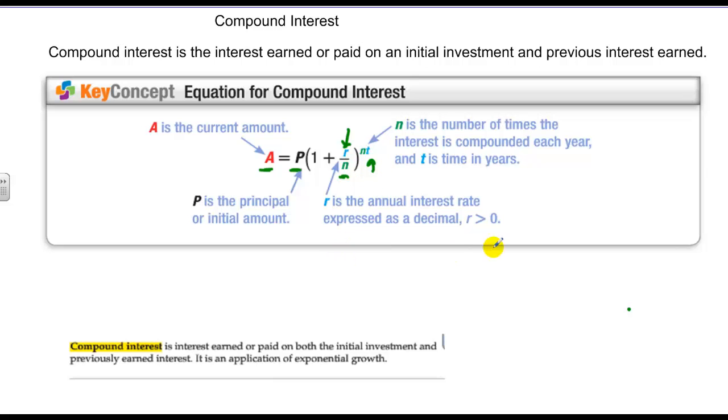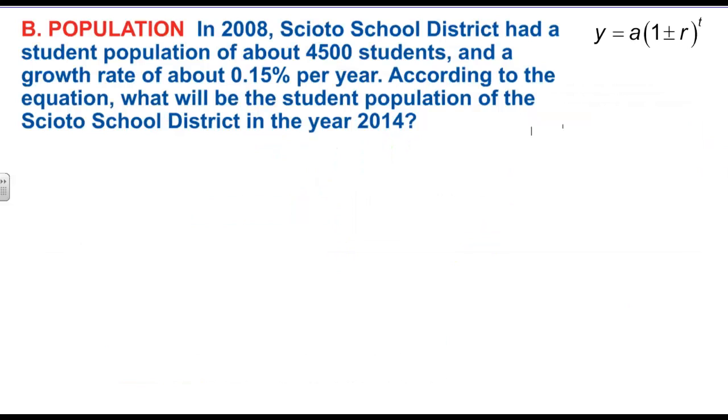All right? So let's go through and identify which equation to use and solve some problems. In 2008, we know a school district had about 4,500 students. There's a growth of 0.15%, and we want to know what the population is going to be in 2014. So first of all, we know this is a growth. It's not an interest problem. So we know the formula we're going to use is this one right here. And we have our initial amount. We're looking for our final amount. The initial amount is 4,500.